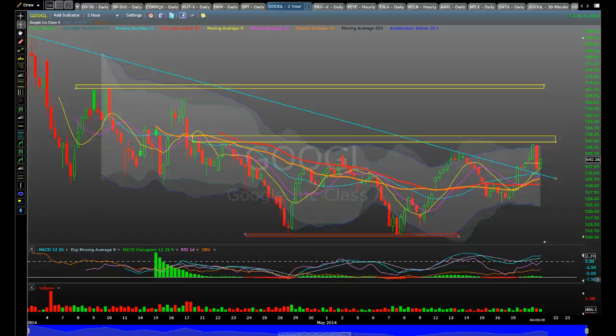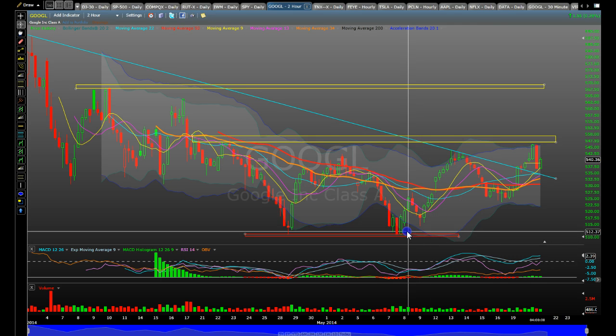Okay, now here's the fun part. All the individual stocks that we make and lose money on, right? We're making a lot more than we're losing. So let's start off with Google. It's one of my big money makers, and I'm grateful for that.